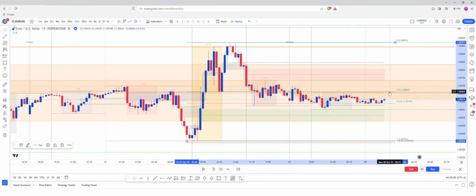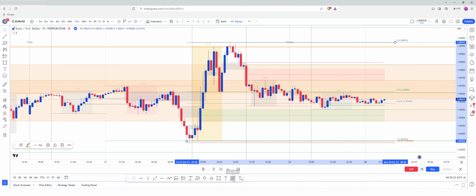Premium is anything above 50% of the range, which is above this green line here. Anything below 50% of the range is in a discount. If we're going to be looking for shorts to target the lows, where we've got relative equal lows here from the New York AM session, we want to first see a move into a premium potentially, where we've got this 15-minute fair value gap, where we can then target lower.